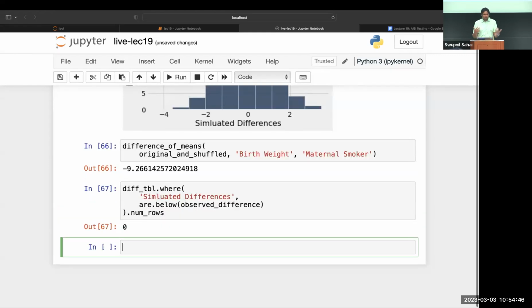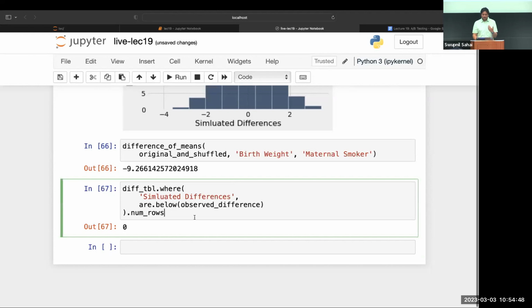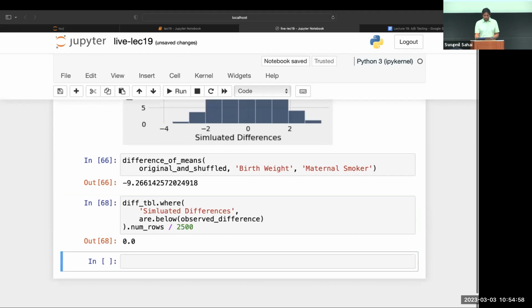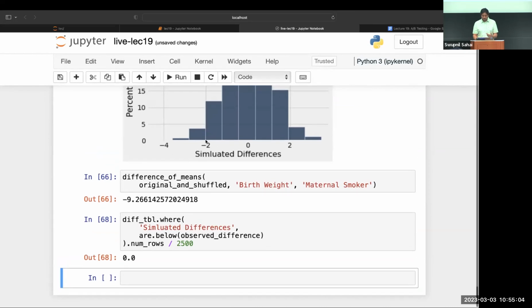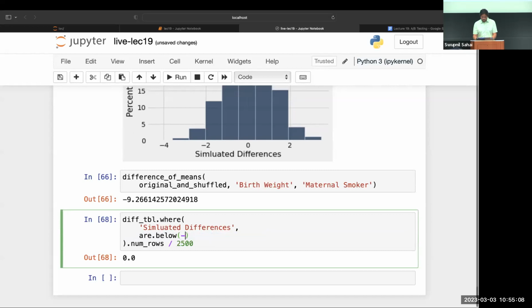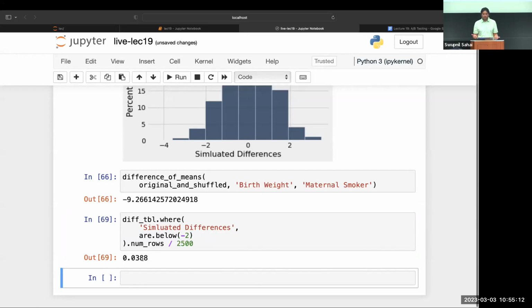So there are 0 simulations. If you wanted to get this to a percentage, you would take the number that are below and divide it by how many simulations you ran, which is 2,500. So this would get you a number, but we know this is also going to be 0 at this point. But this gives you an actual percentage, or proportion, I should say. But you can calculate this for any value. Like let's say our observed difference was -2. We could just put this as -2, and then this would give us 3.8% as our p-value. So that's how we can calculate the p-value.